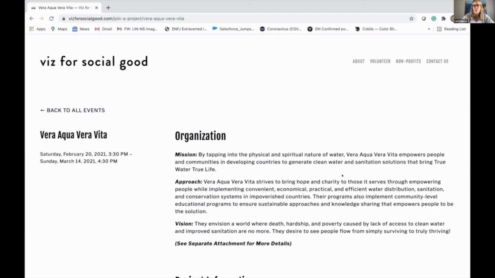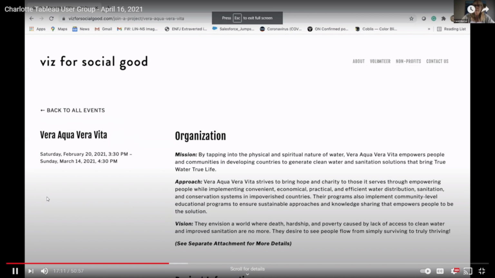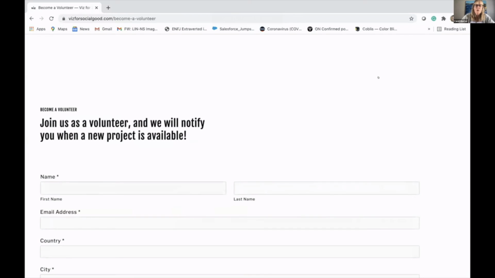So how you get involved is you sign up to be a volunteer. You don't have to sign up to be a volunteer. All this does, though, is that when we have a project available, we'll send you an email. So it's just a way of reminding you that we have a new project, if you want to come look.